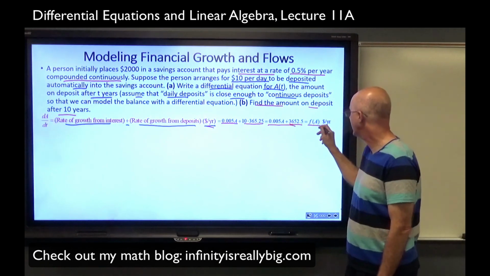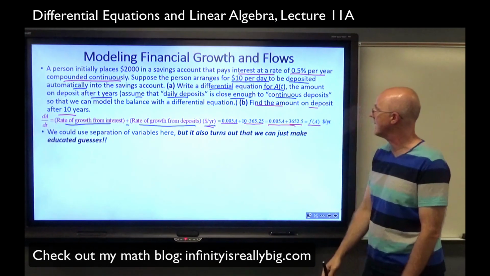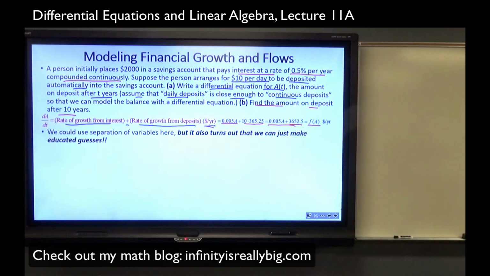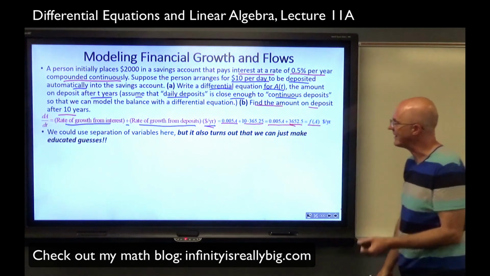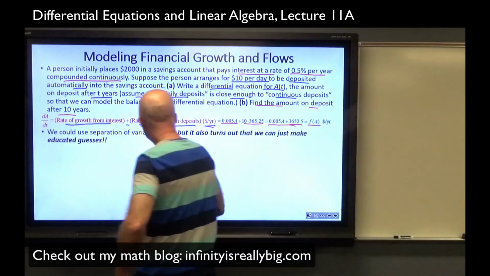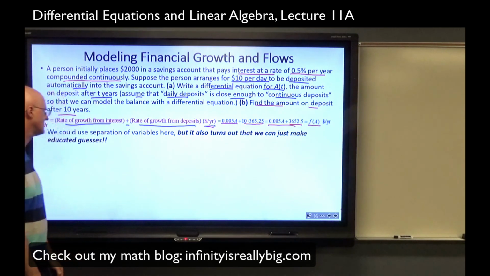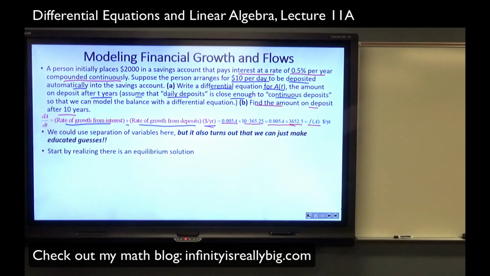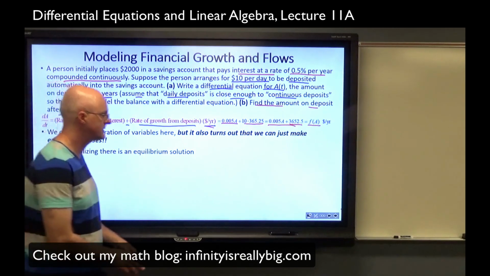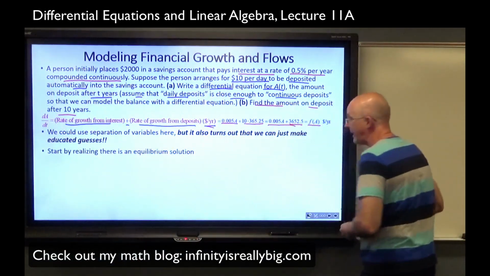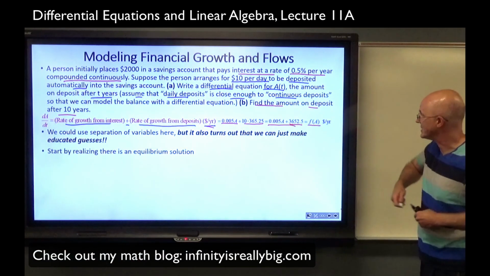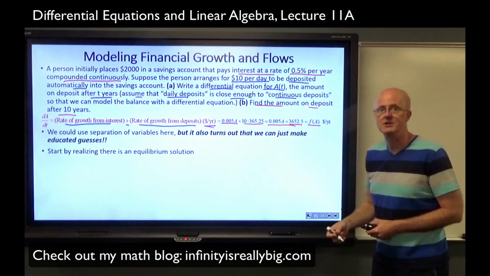This is an autonomous right-hand side. It's an f of a. So I could use separation of variables here. But, and this is the main point here, it also turns out that we can just make educated guesses for an equation like this. How? Well, start by realizing there's an equilibrium solution. What are equilibrium solutions? Remember, for an autonomous equation, they are where the right-hand side function always equals 0.